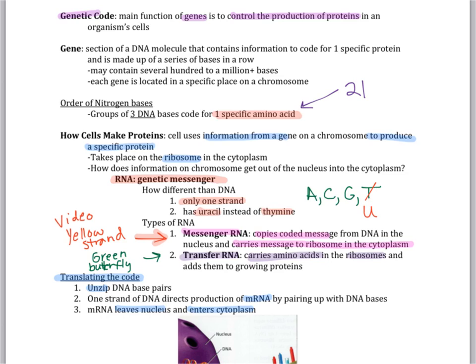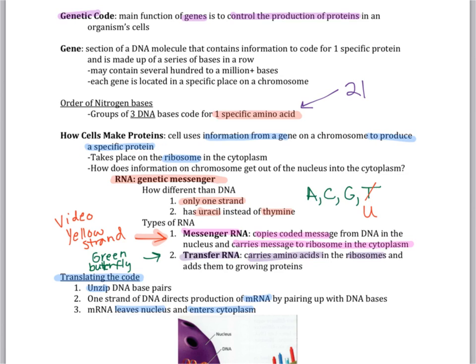The order of the nitrogen bases matters in the process of producing proteins. So groups of 3 DNA bases code for one specific amino acid. And there are 21 different types of amino acids. This is how proteins are made. So cells use information from a gene on a chromosome to produce one specific protein.